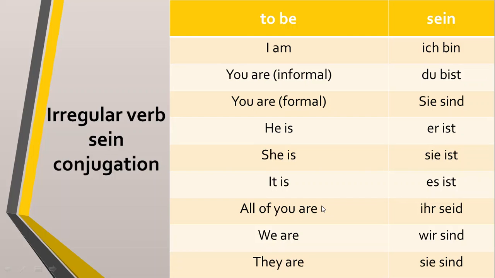Note that even though the formal "you" is a singular person, the form of the verb here is conjugated just like the verb is conjugated for "wir" and just like the verb is conjugated for "sie".